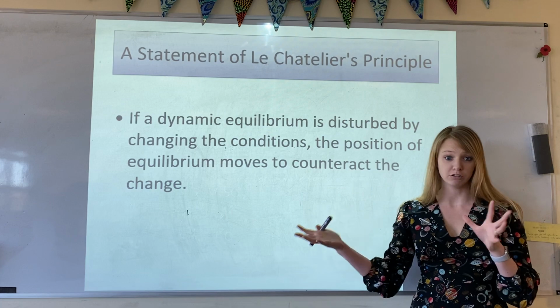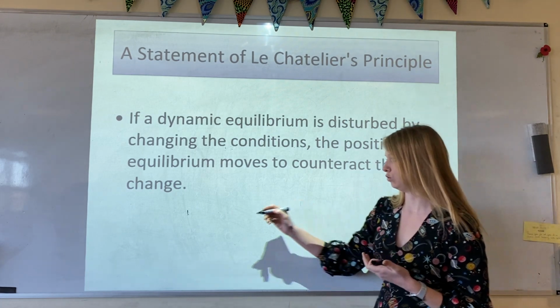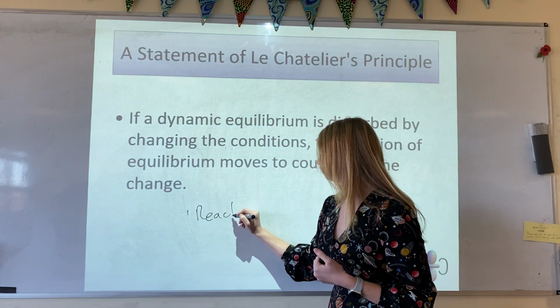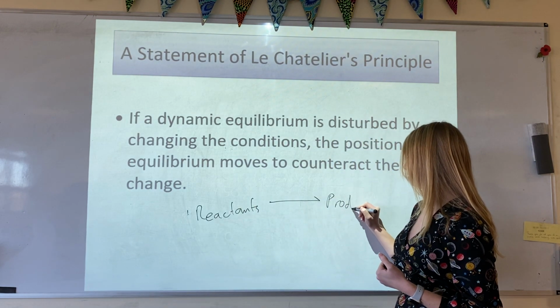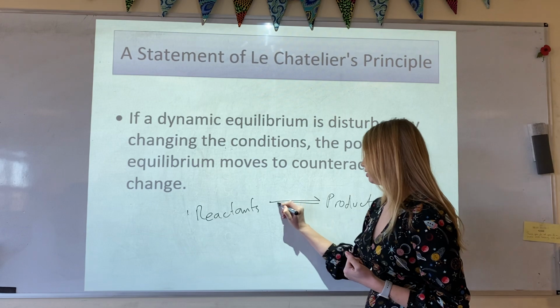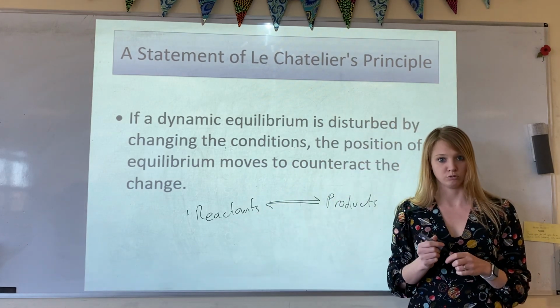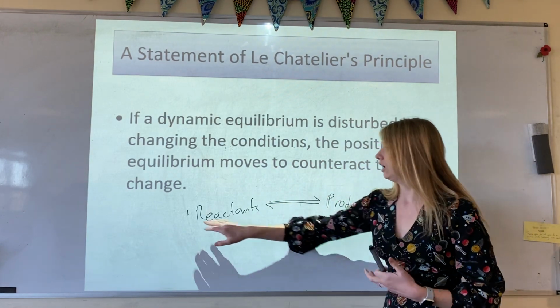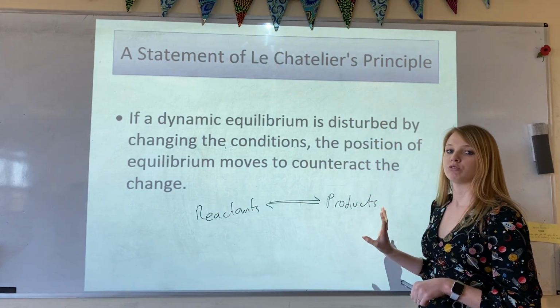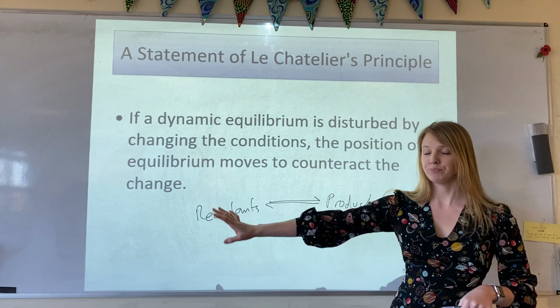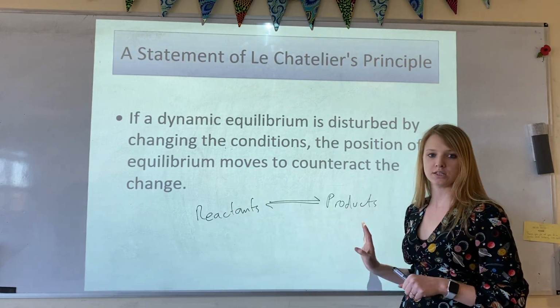Essentially, if you have a reversible reaction, you will have your reactants being made into your products and your products being made back into your reactants. At some point, equilibrium will be reached where the number of reactants and the number of products being formed is the same. That would be in a closed system.